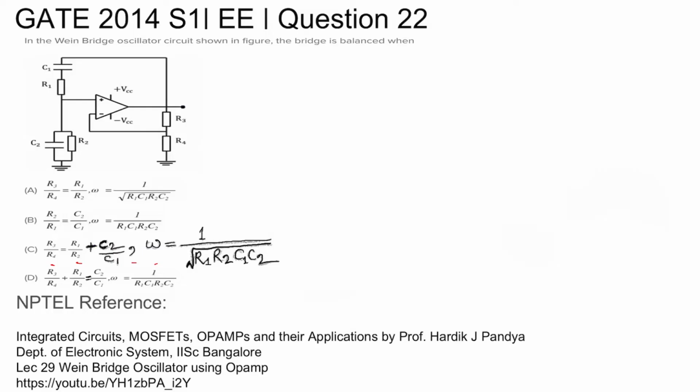This is GATE 2014 Set 1 Electrical, question number 22. In the Wien bridge oscillator circuit shown in the figure, the bridge is balanced when... four options are given and the condition is being asked.